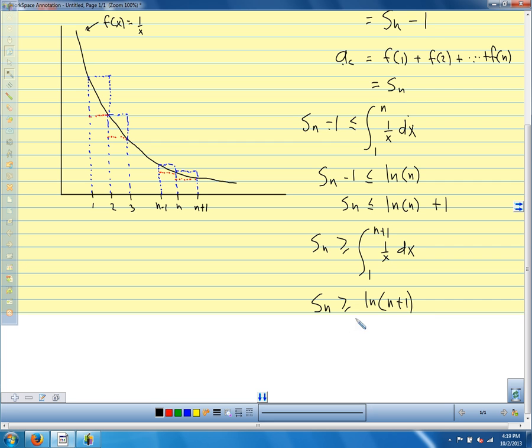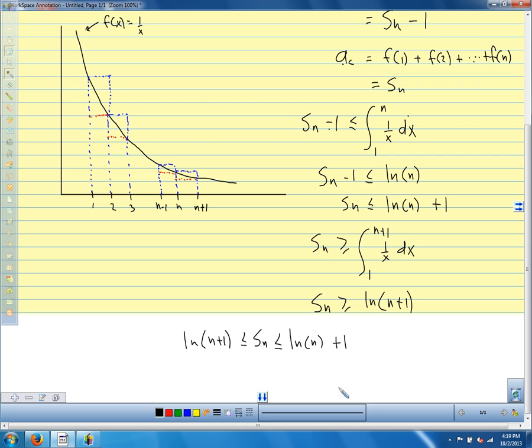Put those two together, and we have that the natural log of n plus 1 is less than or equal to S of n, less than or equal to the natural log of n plus 1. And that's what we were trying to establish for part A.